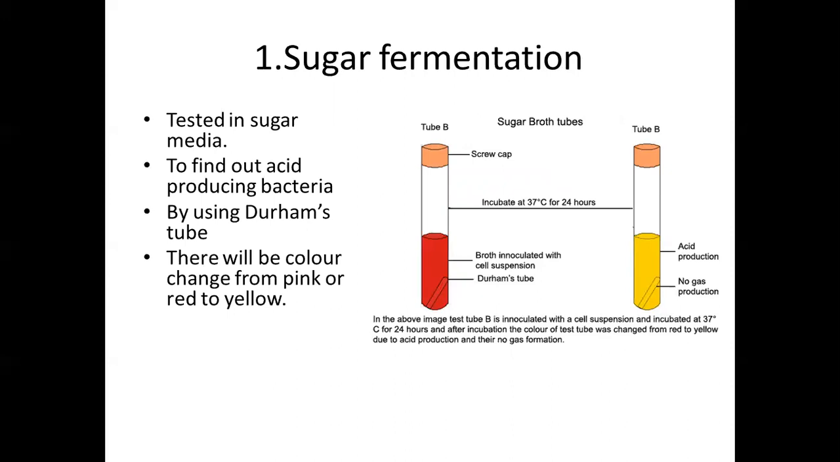Here the test is done in sugar media to find out acid-producing bacteria. Using a Durham tube, there will be a color change from pink or red to yellow, which indicates acid, and the presence of a Durham tube shows gas production, both inoculated with cell suspension. If acid is present, the color change will be present.